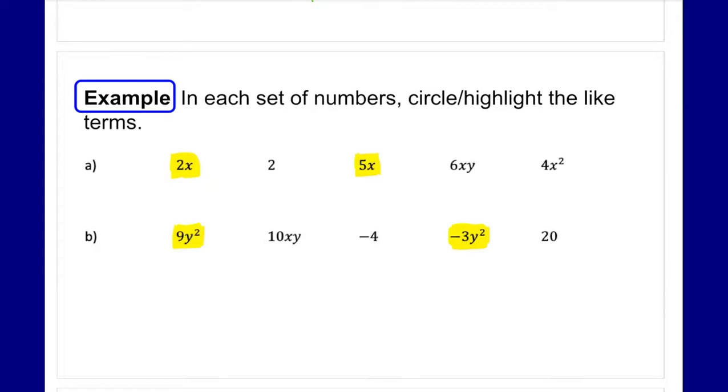Do I have any other like terms? Well, I have a 10xy term. Are there any other terms that have xy? Nope. So 10xy isn't a like term with anything. I have negative 4, which is basically just a number. Is there any other term that's just a number? Well, I do have 20. 20 is just on its own, so because it doesn't have a variable, that makes it a like term with negative 4. So I have two pairs of like terms in B.